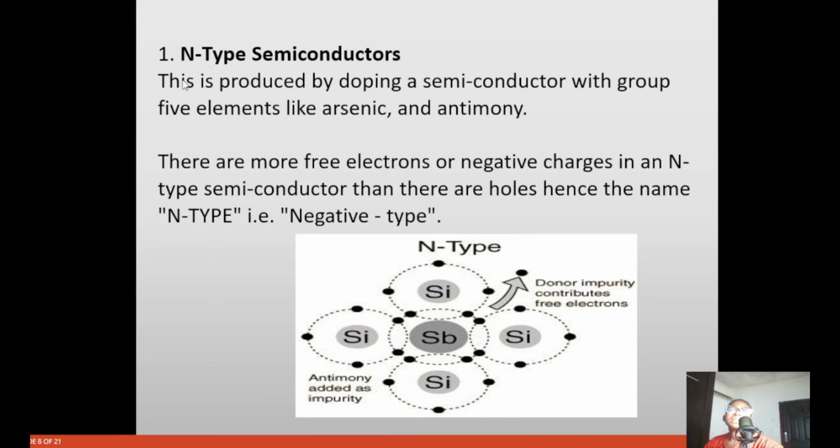N-type semiconductors. This is produced by doping a semiconductor with group 5 elements like arsenic and antimony. So there are more free electrons or negative charges in an N-type semiconductor than there are holes. Holes are positive carriers. Hence the name N-type, that is negative type semiconductors.